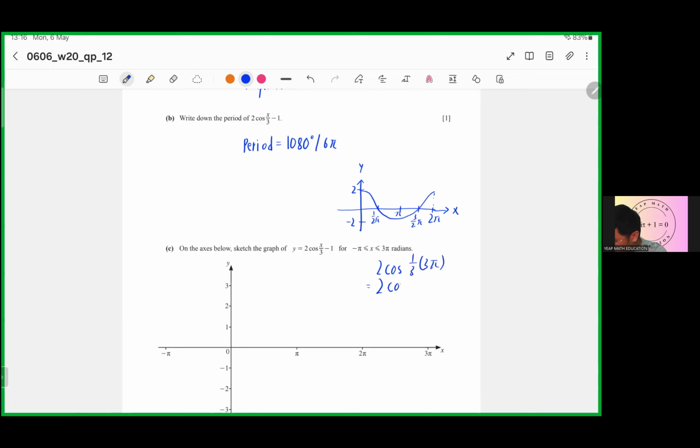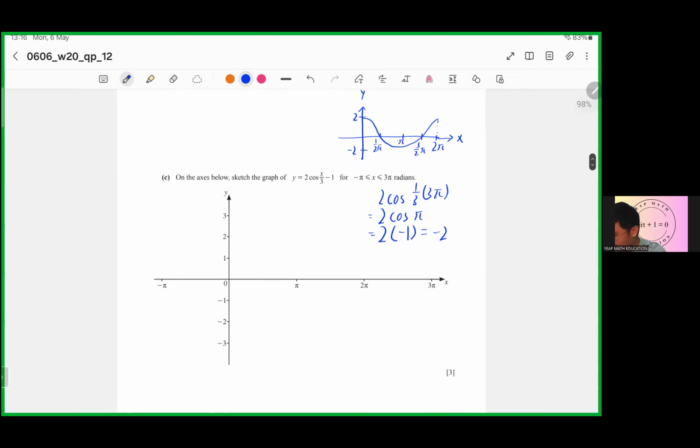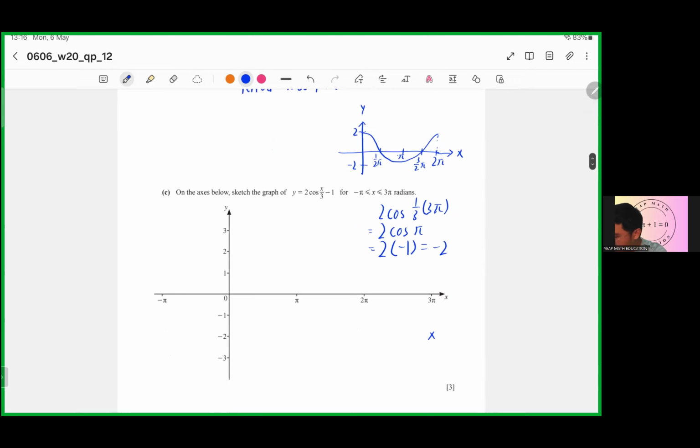So 2 cos pi equals what? Because this gives negative 2, we can sketch this part showing negative. And here we start with 2. After that, we have already finished this part.